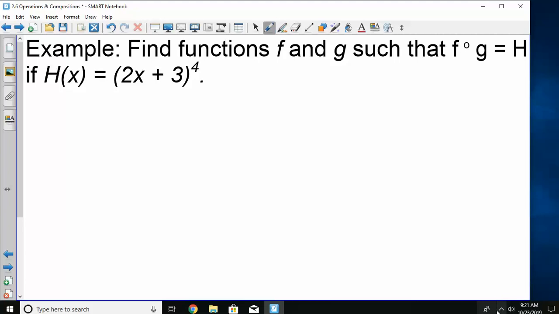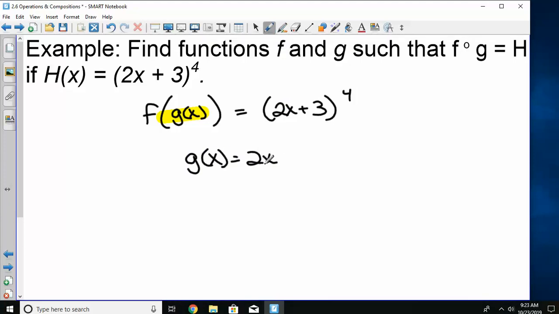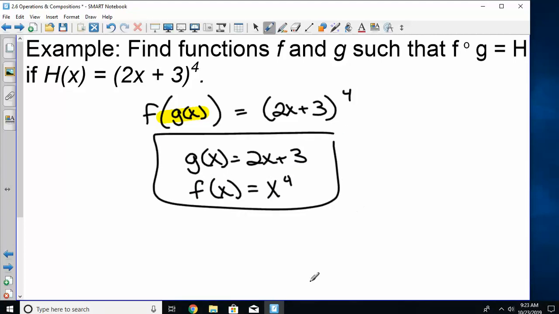So you guys do this one. Find f and g. Okay. So f of g of x is equal to this. So g is the inside, so g of x is? 2x plus 3. Oh. So that means f of x is? X to the 1. There you go. Not the only correct answer, but probably the easiest one to get to.